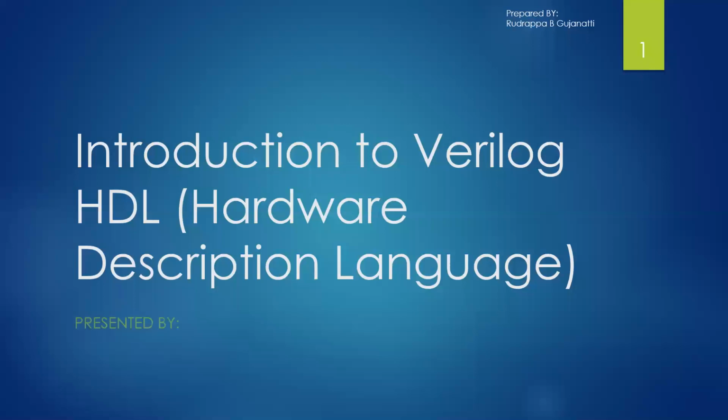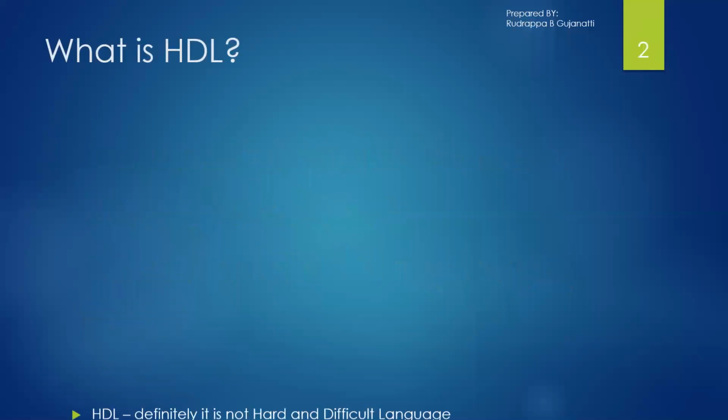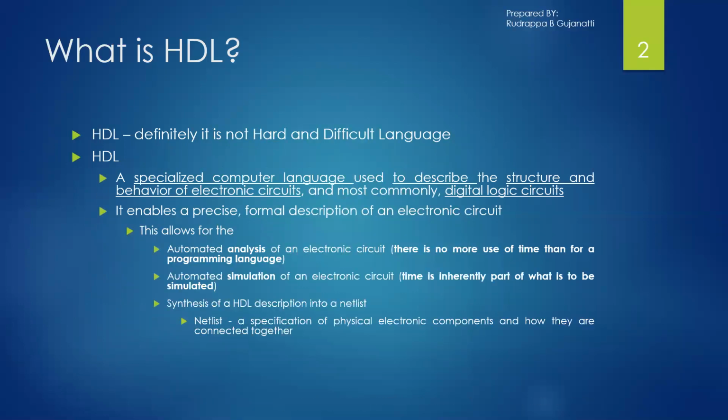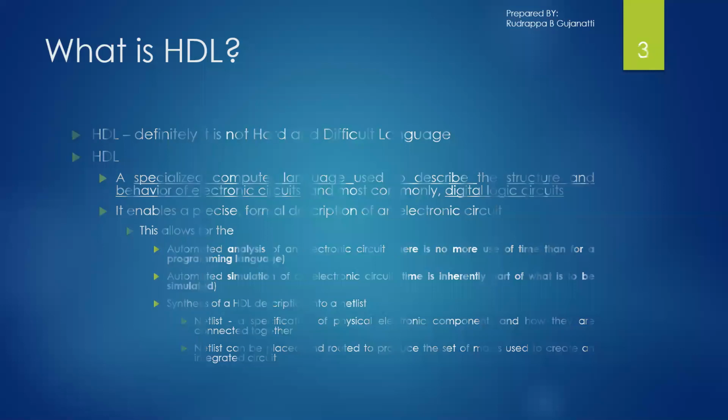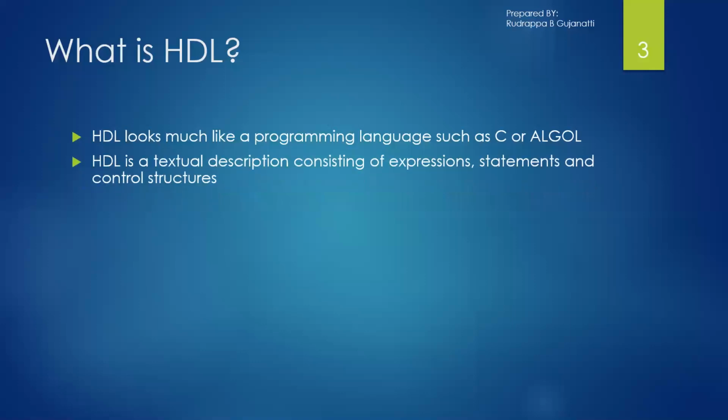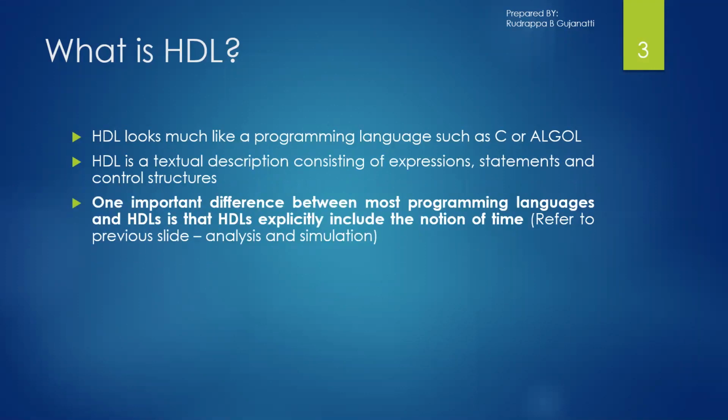So, in the previous class, we started off with the introduction, and then we discussed what is meant by HDL and what is the special thing about HDL. Then we came across a few terms like analysis, simulation, and synthesis. Under that, we discussed how HDL is slightly different from a regular programming language such as C, though it is almost as close to C. One special point to remember is that it includes the notion of time.